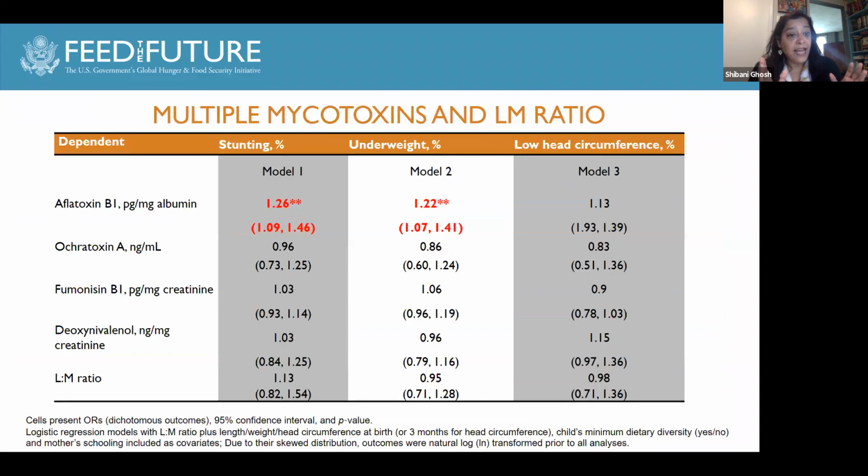We then also looked at concurrent exposure. So we ran one single model per anthropometric outcome, and what you're seeing here is stunting, underweight, and low head circumference. It's a single model where we inputted all mycotoxins along with the LM ratio. And what you can see here is that for both stunting and underweight, none of the mycotoxins, nor the LM ratio, was significantly associated with the risk of being stunted or underweight, except for aflatoxin B1. Next slide, please.